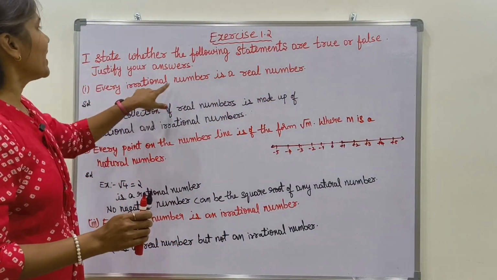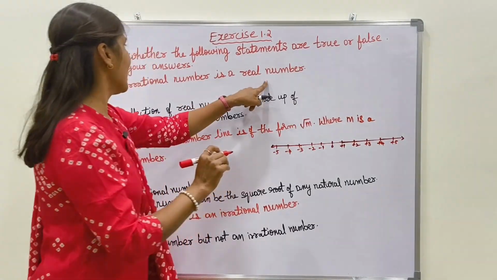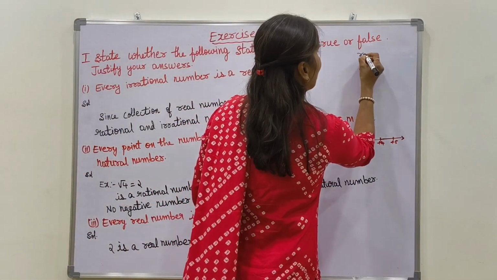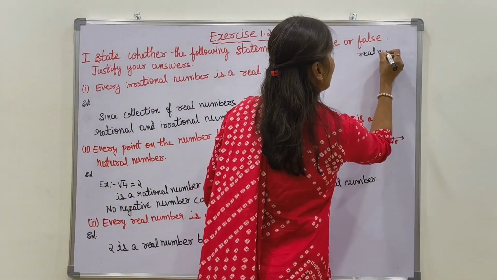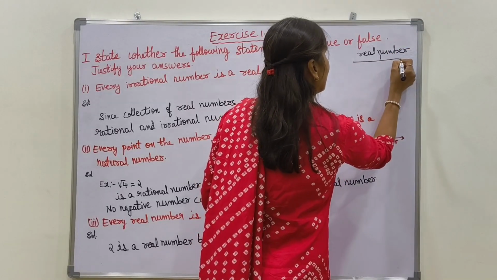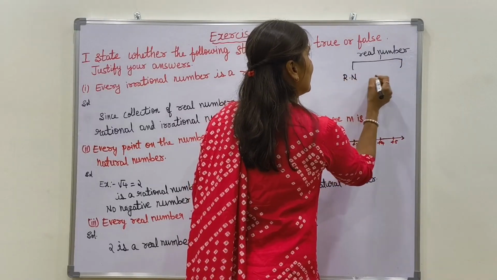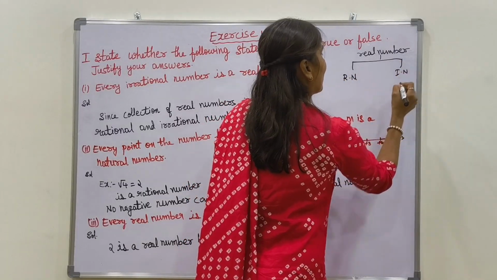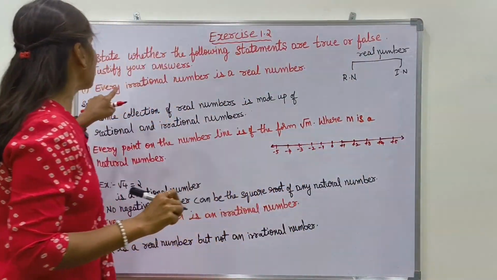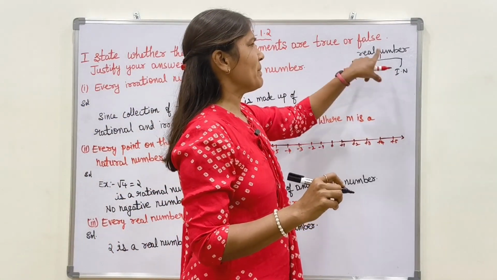See, every irrational number is a real number. Here you are comparing real numbers and irrational numbers. What does real number mean? A real number is a combination of a rational number and an irrational number. Rational and irrational numbers together make a real number. But what is he asking? Every irrational number is a real number.